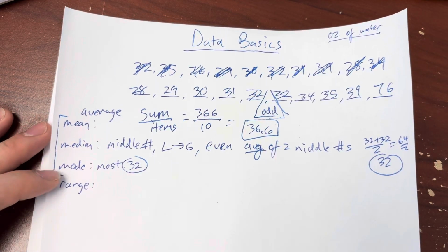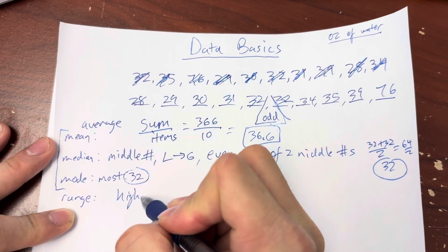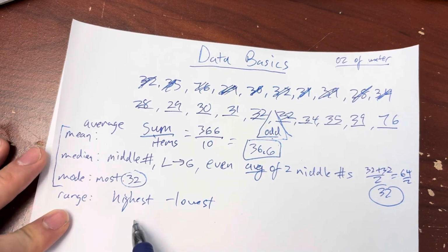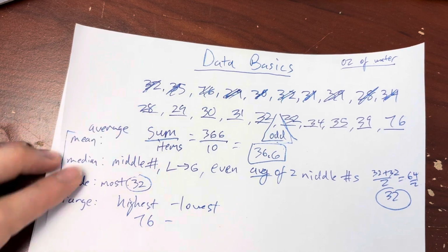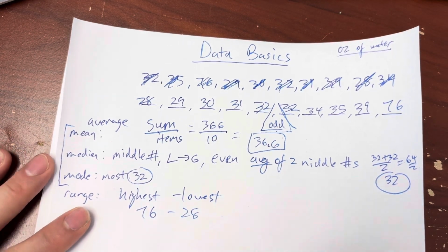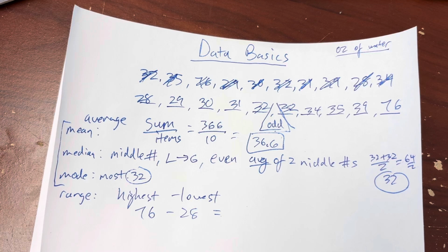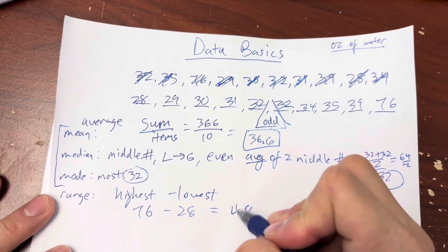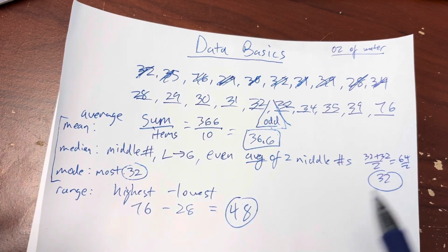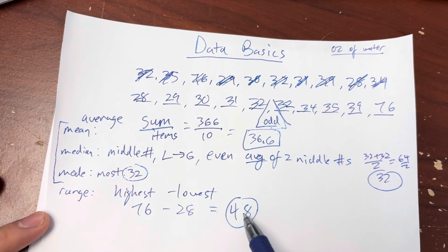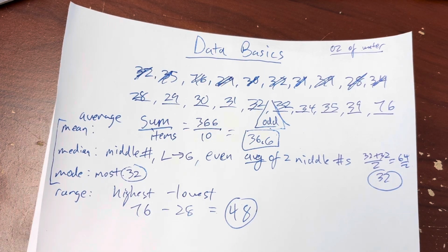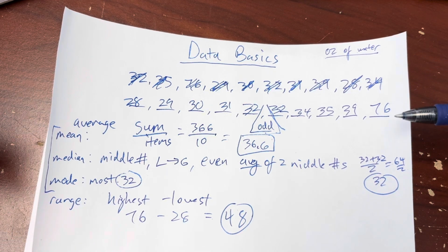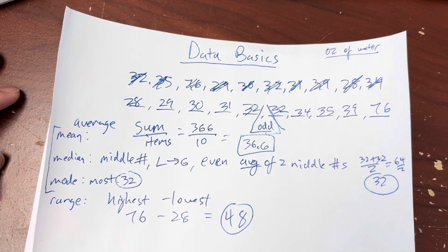Finally, the range is the difference, right? What's the highest minus the lowest number? In this case, the range is simply 76 minus 28, okay? And if you calculate that, you get 48 as the range. That's the difference between the highest amount of water drunk by some person and the lowest amount of water drunk by some person. And that's how you basically begin to understand data. You start organizing it into a bunch of data sets.